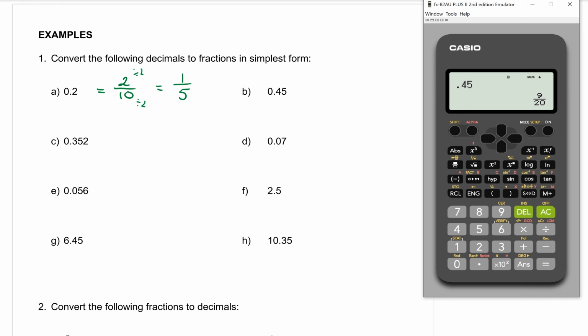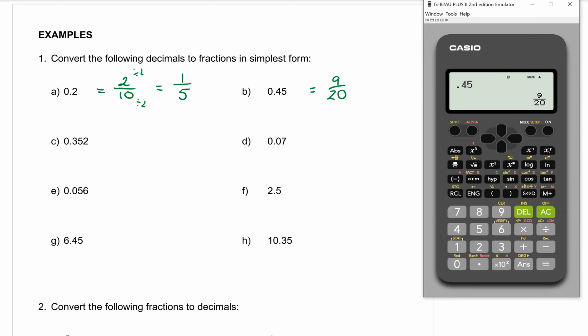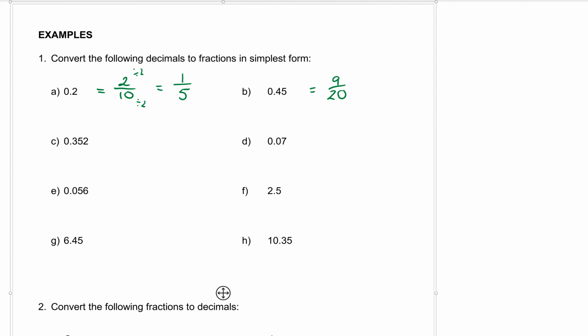And how would you do without the calculator? Without the calculator, we would do it like we did in A. So I'll do that on the side for you, Daniel. We've got 45. The 5 is in the hundredths position, so that would be over 100. And then I need to work out what I'm going to divide by. So both of those numbers could divide by 5. 45 divided by 5 goes 9 times, and 100 divided by 5 goes 20. So you can do it, it's just a bit longer process.